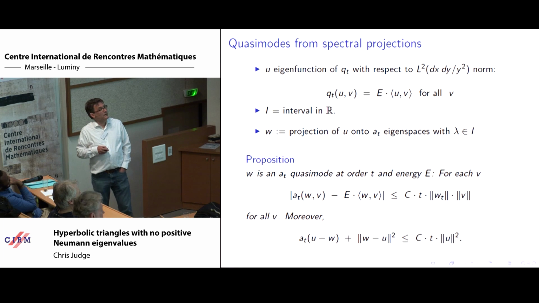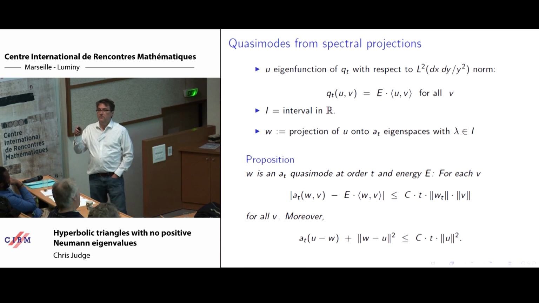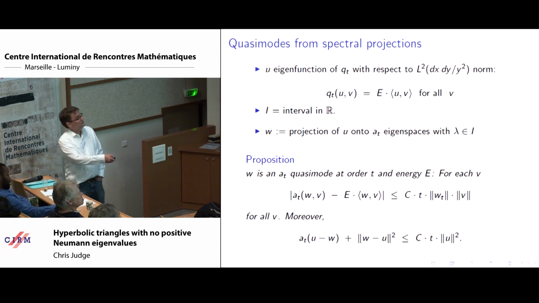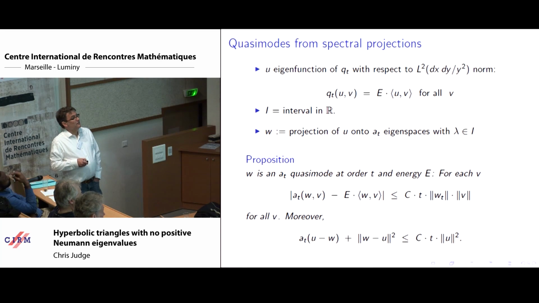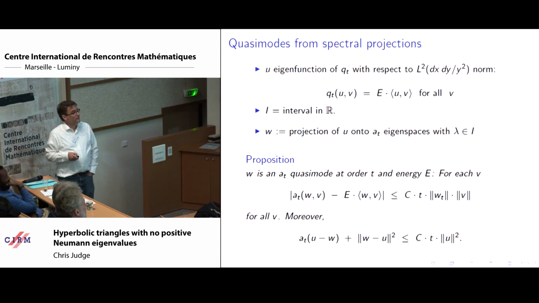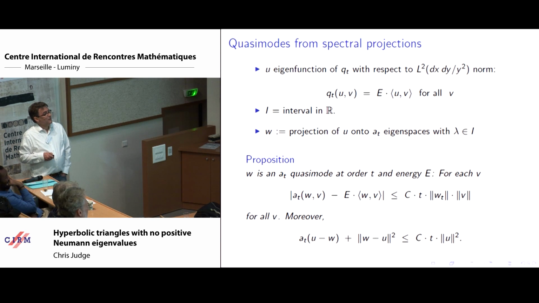So I look at lambda, always for me, lambda is an eigenvalue for A, whereas E is an eigenvalue for Q, right? So these are eigenvalues in I. Okay, so the proposition is this is a quasimode at order T with energy E. So AT of that projection minus E times W, this is, well, it's what it is. It's a quasimode, okay? So again, we're doing this all weakly, so that's for all V.